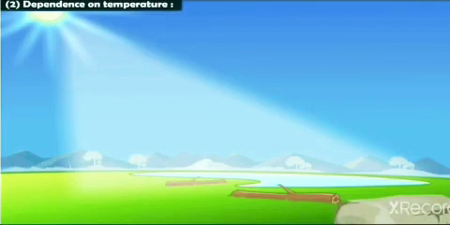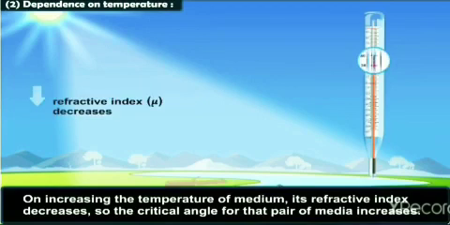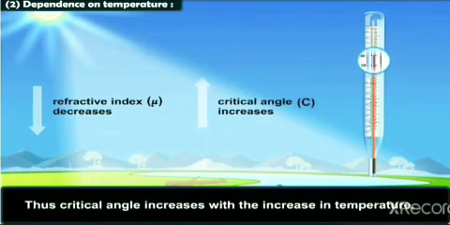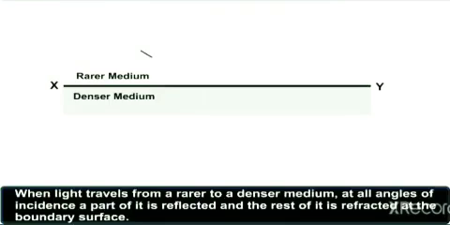2. Dependence on temperature. On increasing the temperature of a medium, its refractive index decreases, so the critical angle for the pair of media increases. Thus, critical angle increases with the increase in temperature. Internal reflection. When light travels from a rarer to a denser medium, at all angles of incidence, a part of it is reflected and the rest of it is refracted at the boundary surface.